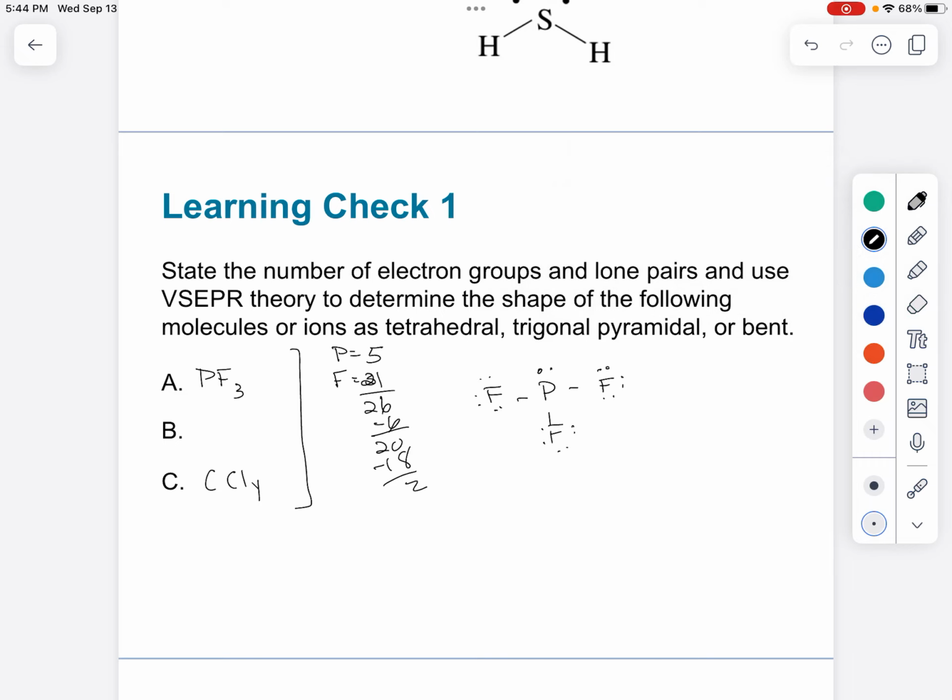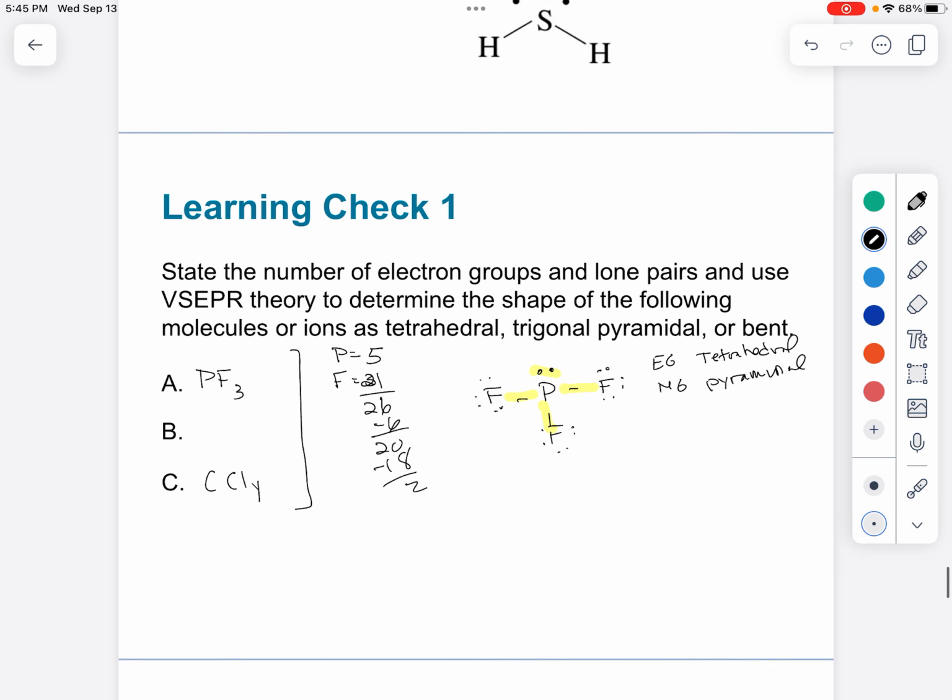So that phosphorus has an unbonded pair of electrons. So how many electron groups do I have? I've got 1, 2, 3, 4. So the electronic geometry is tetrahedral. The molecular geometry is going to be pyramidal.